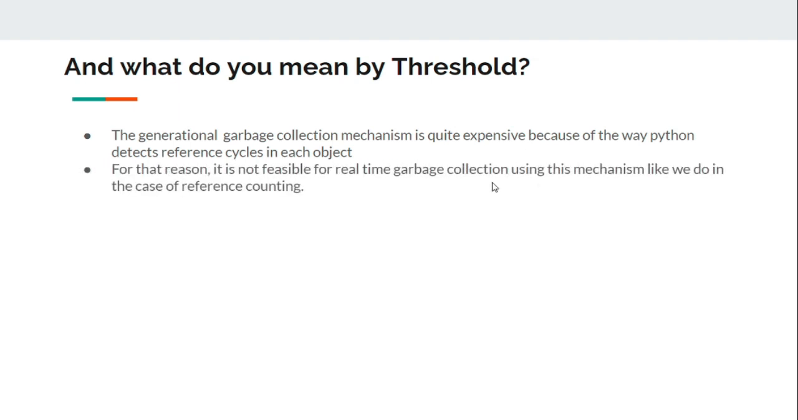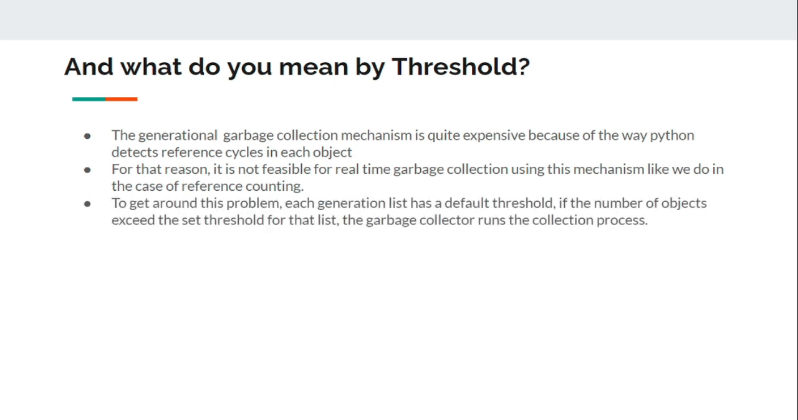So for this reason, it is not feasible to do real-time garbage collection. The reference counting algorithm that we understood in the last video is something called a real-time algorithm. Whenever a particular object reaches a reference count of 0, in some time the Python memory manager automatically deallocates that object. But this generational garbage collection algorithm is not a real-time algorithm. It only runs when a certain number of objects exceeds the threshold of the generation.